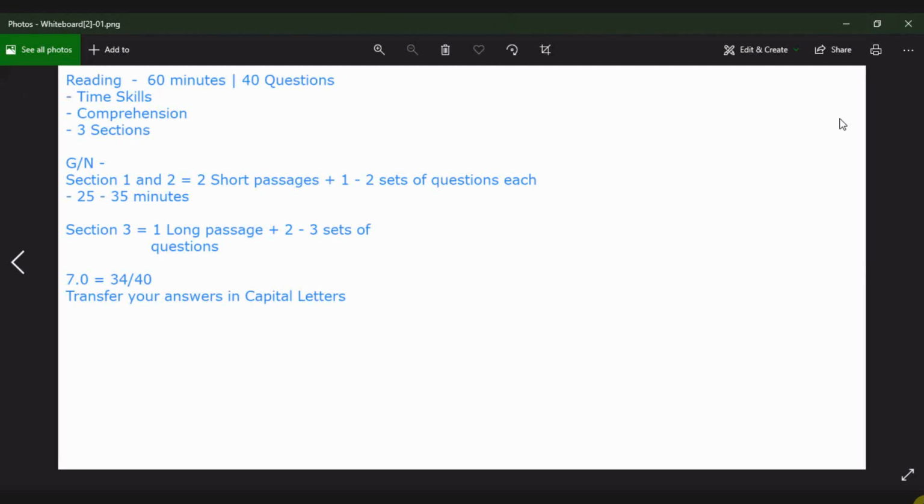Okay. Now going back. This time, I'll start with general first. For people who are doing general, you will be dealing with 3 different sections. Starting with sections 1 and 2, or part 1 and part 2, still the same. You would be having 2 short reading passages, with 1 to 2 sets of questions for each.